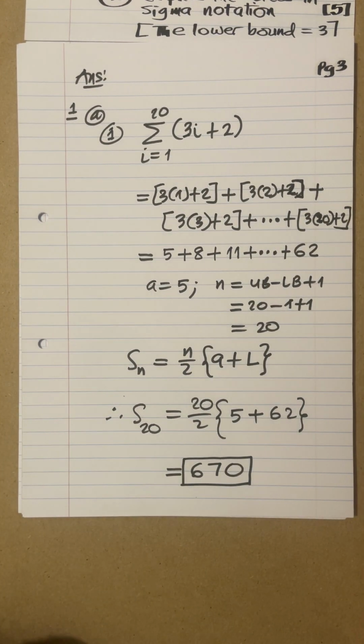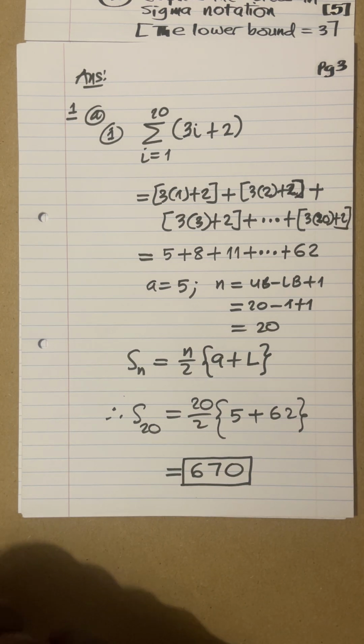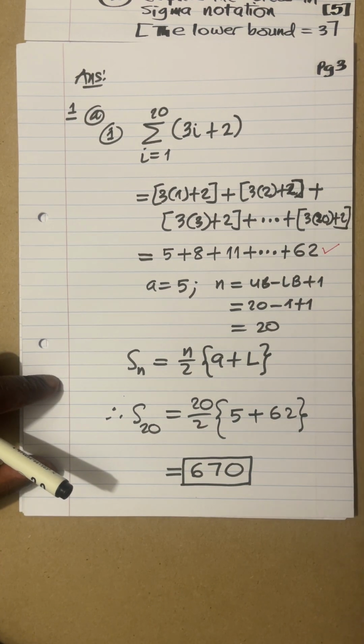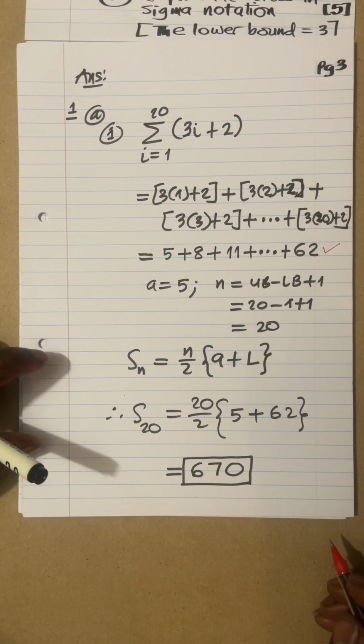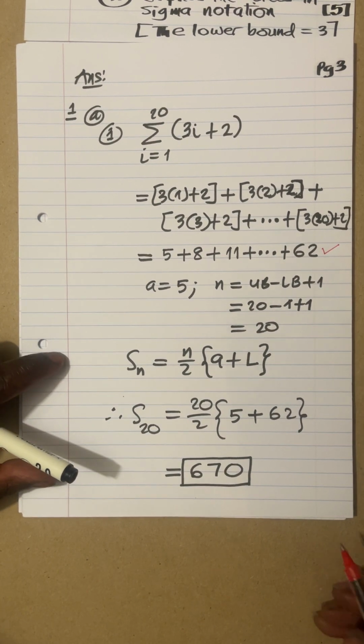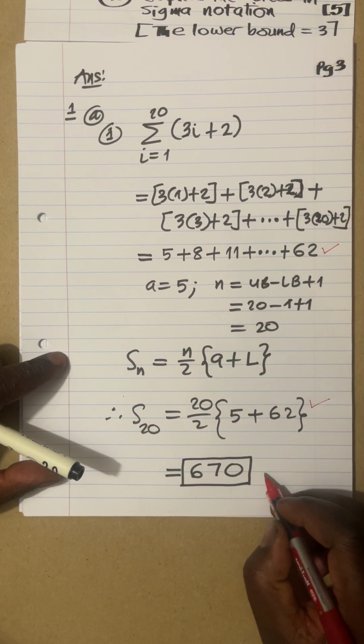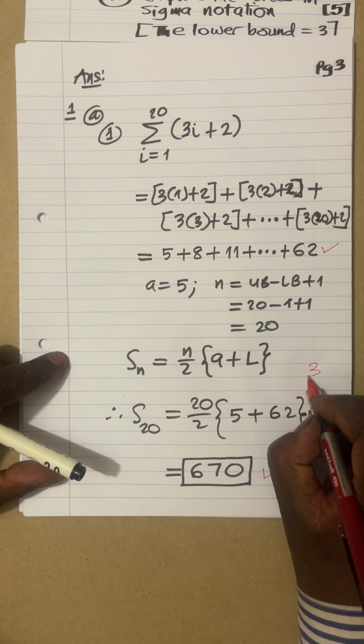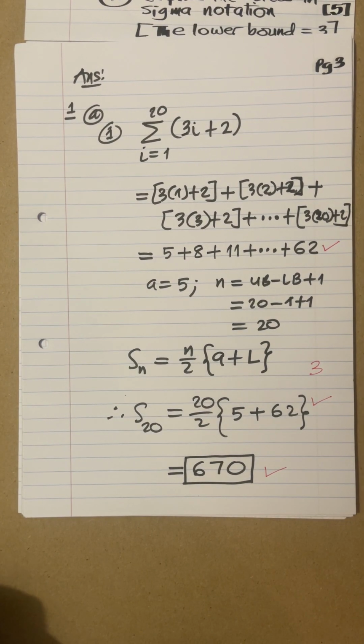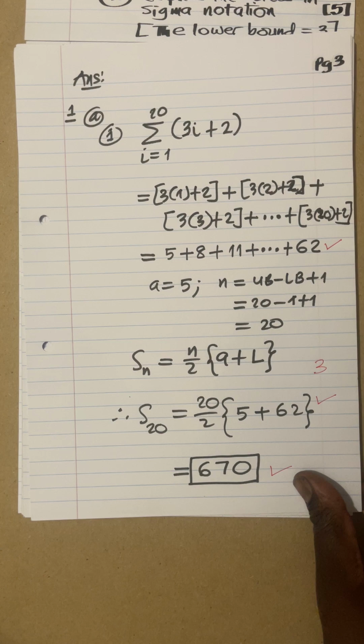Right, now the distribution of the marks. This one has 3 marks. This is how I would distribute the 3 marks. You'd get a mark for that one there, you would get a mark for substitution into the formula, and you'd get a mark for the final answer. So that will be 3. Right, let's move to question number 1A2.